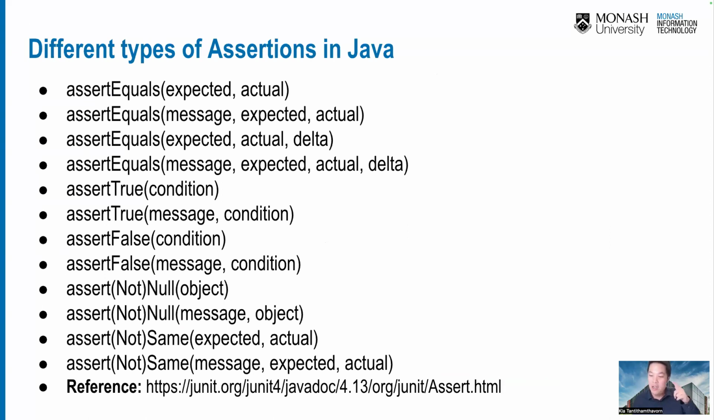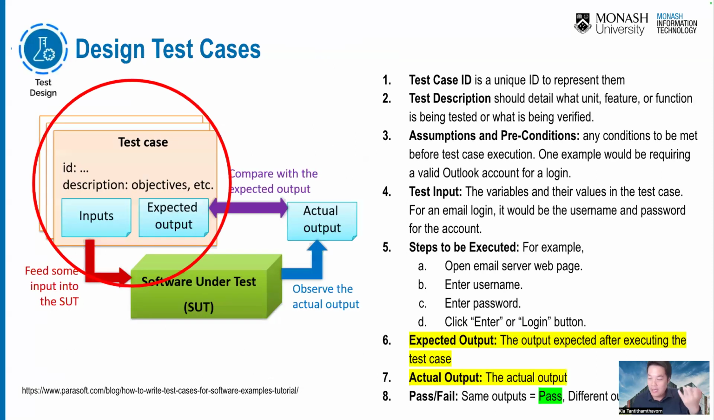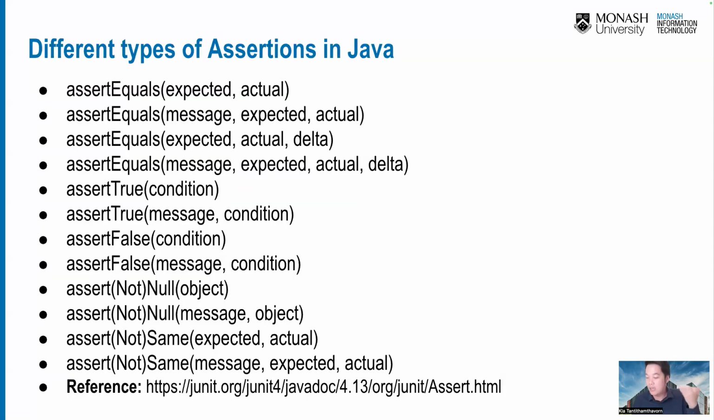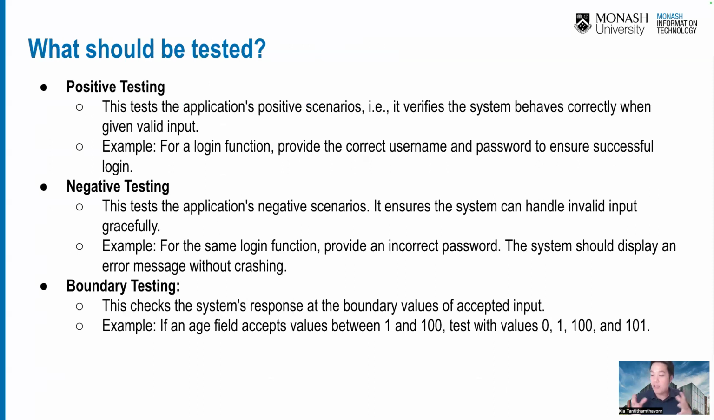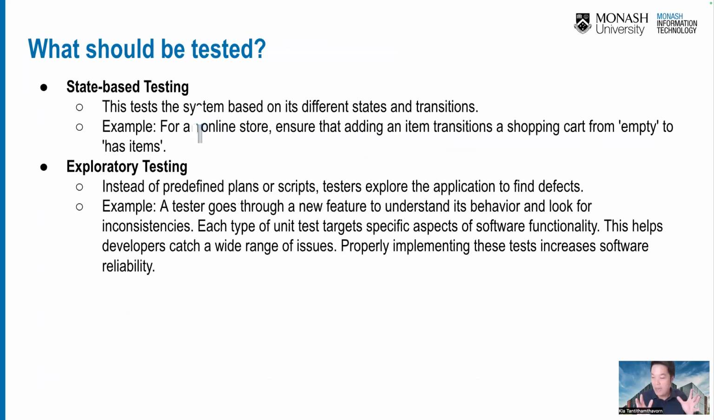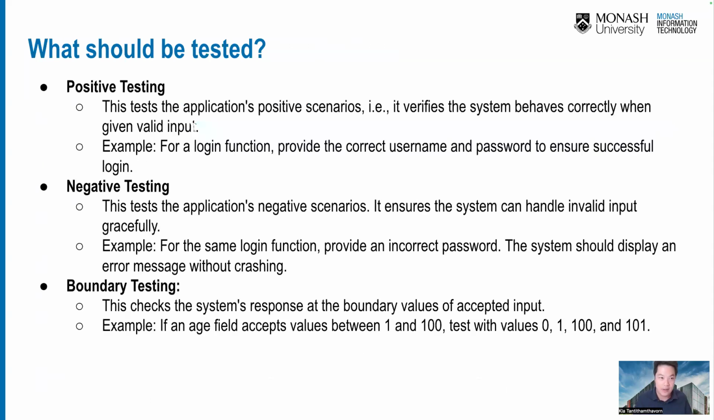The next step is that when we understand the requirement given by the end users or the customer, we need to think about what should be tested. I give you 5 high-level categories here. The first one is positive testing, the positive case. It means that you just want to verify whether the function behaves correctly or not.